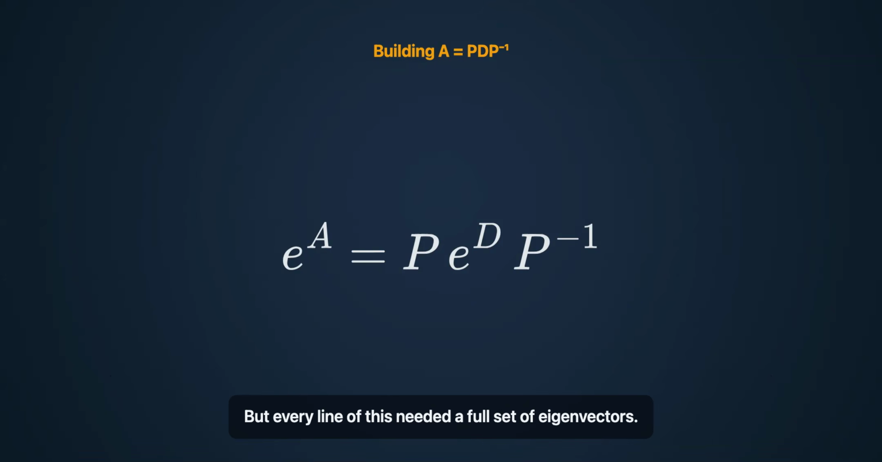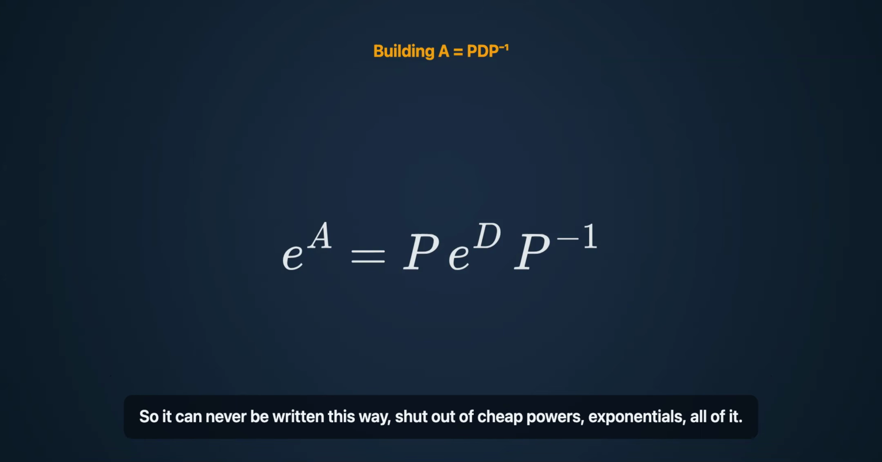Remember the shear? It came up one short. Defective. So it can never be written this way. Shut out of cheap powers, exponentials, all of it. That is the real reason multiplicity mattered. A full set, and this whole toolkit opens. A gap, and the matrix is locked out. That shortfall is exactly what defective costs you.